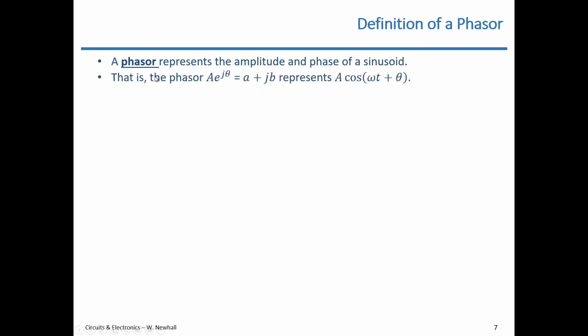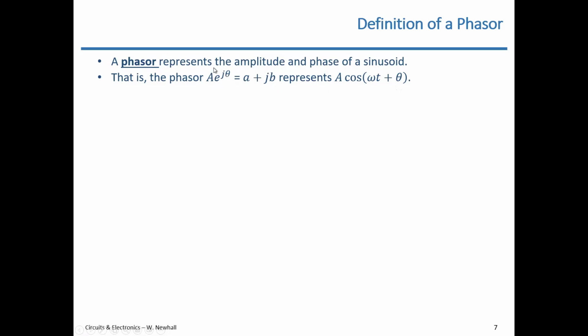And here's what that means. That means that A e to the j theta, or A plus jB, represents A cosine omega t plus theta. Remember, omega is a frequency. We're going to leave that aside for now. Don't worry about that. We're just going to represent the amplitude A and the phase theta with this value here.